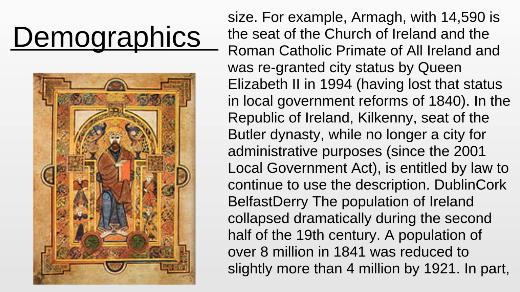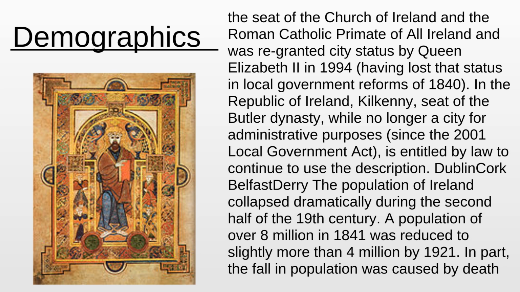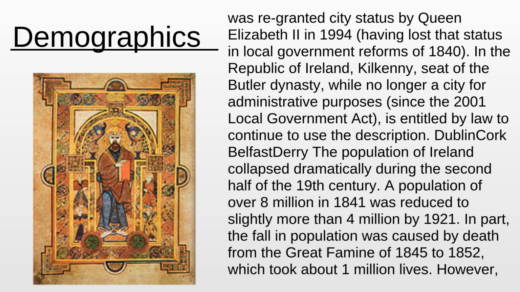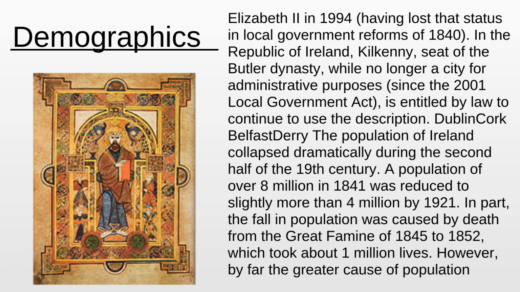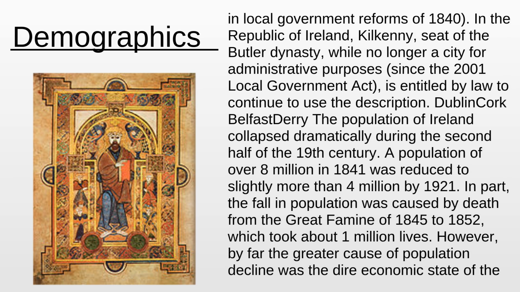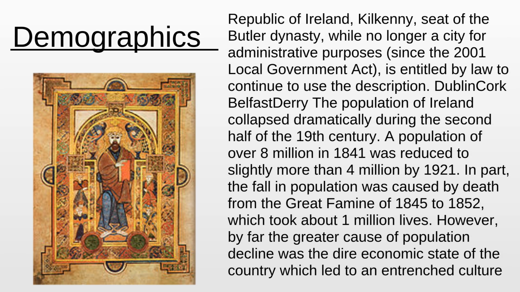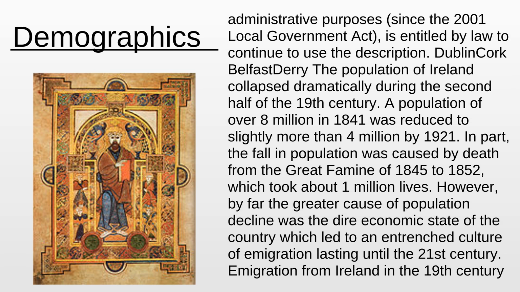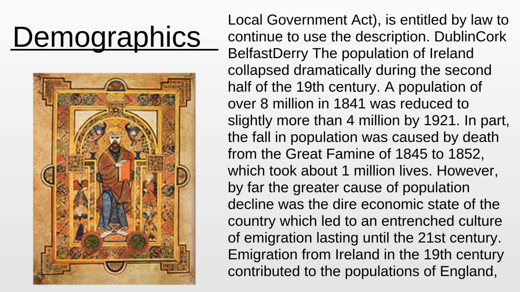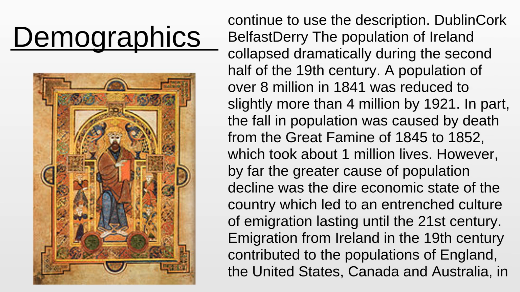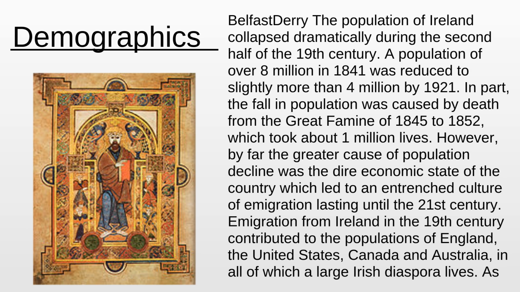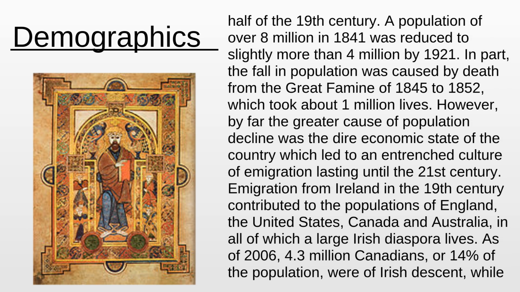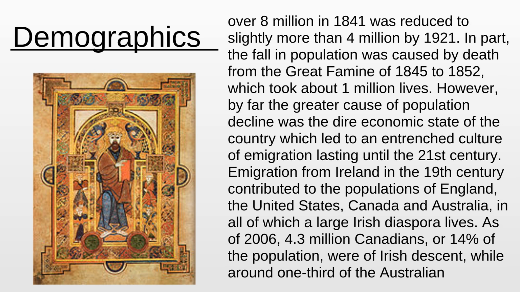For example, Armagh, with 14,590, is the seat of the Church of Ireland and the Roman Catholic Primate of all Ireland and was re-granted city status by Queen Elizabeth II in 1994, having lost that status in local government reforms of 1840. In the Republic of Ireland, Kilkenny, seat of the Butler dynasty, while no longer a city for administrative purposes since the 2001 Local Government Act, is entitled by law to continue to use the description. Dublin, Cork, Belfast, Derry.